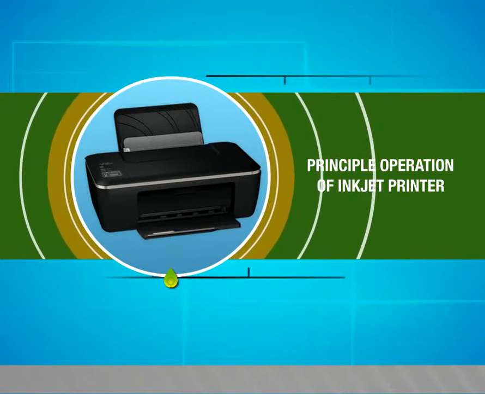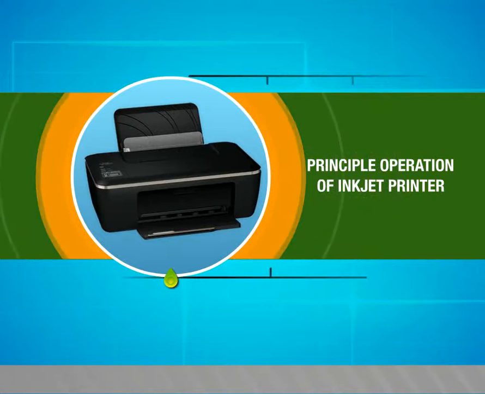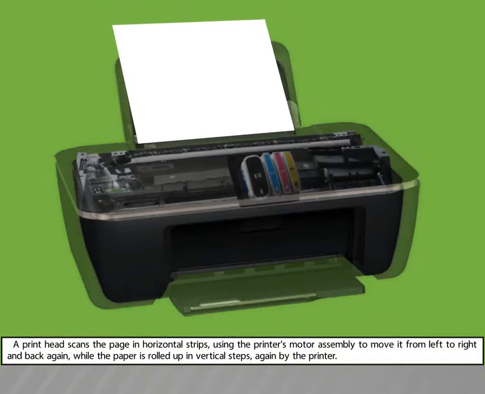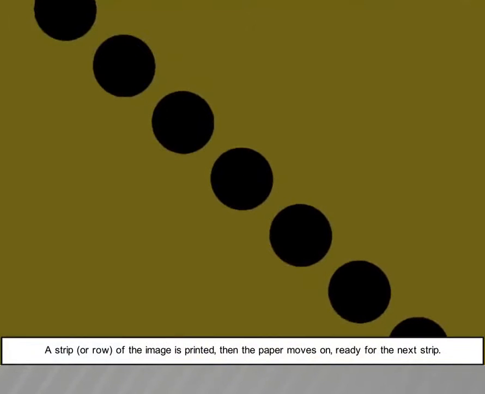Principal operation of inkjet printer. In this video, we are going to see about the principal operation of an inkjet printer. An inkjet printer is any printer that places extremely small droplets of ink onto paper to create an image. A print head scans the page in horizontal strips, using the printer's motor assembly to move it from left to right and back again, while the paper is rolled up in vertical steps by the printer. A strip or row of the image is printed, then the paper moves on, ready for the next strip.